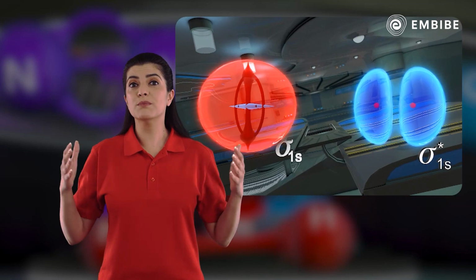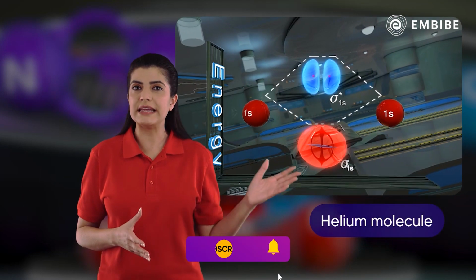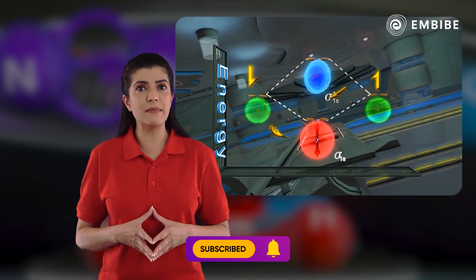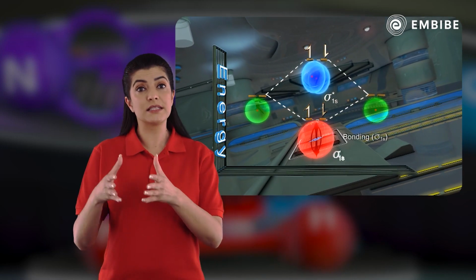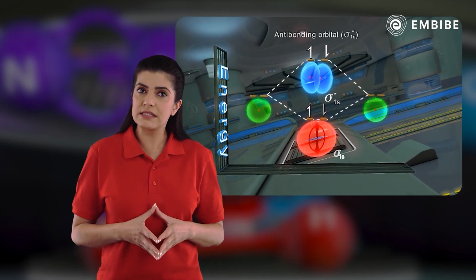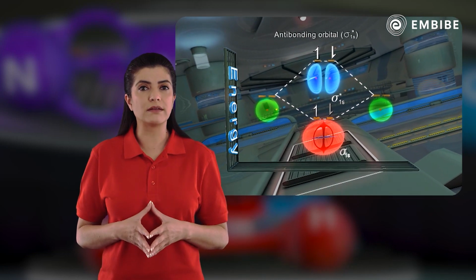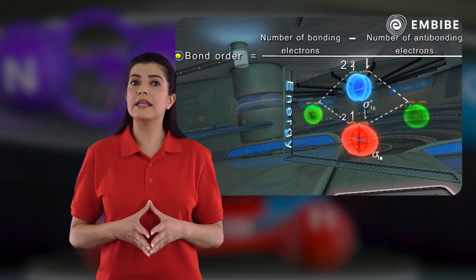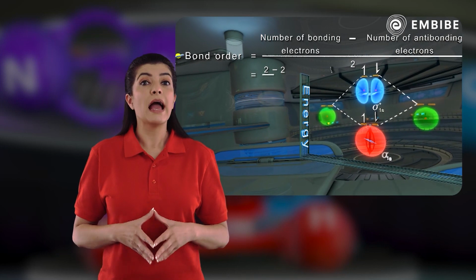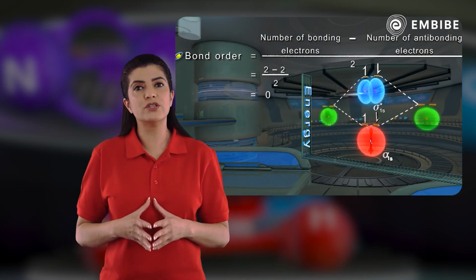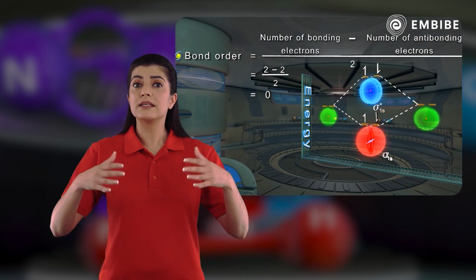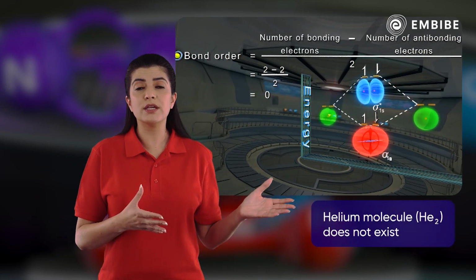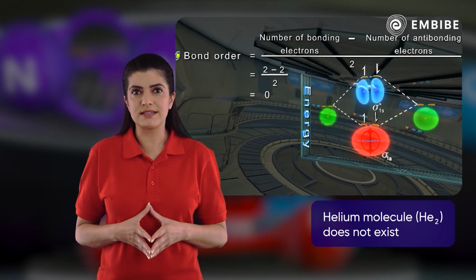Now let's have a look at the molecular orbital diagram of helium molecules. 4 electrons, 2 each from 2 helium atoms, fill up sigma 1s bonding orbital and sigma star 1s anti-bonding orbital. This means there are 2 bonding and 2 anti-bonding electrons in a helium molecule and the bond order emerges to be 0. This implies that no bonds exist between the helium atoms and helium molecules, He2, do not exist.